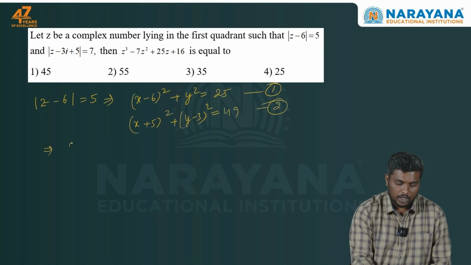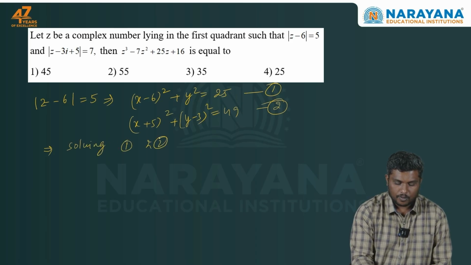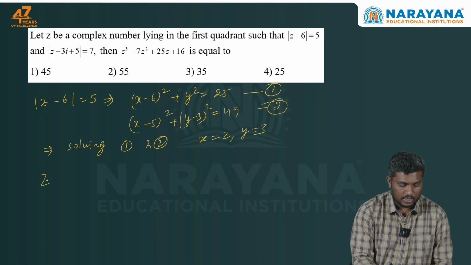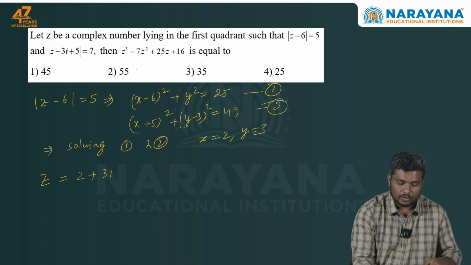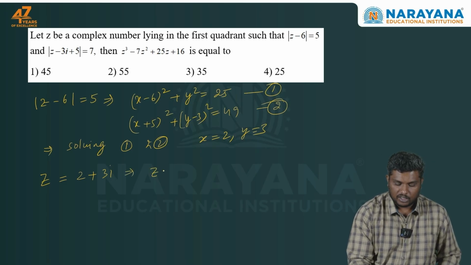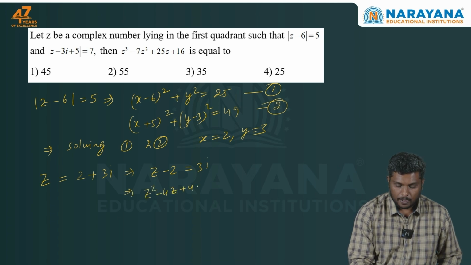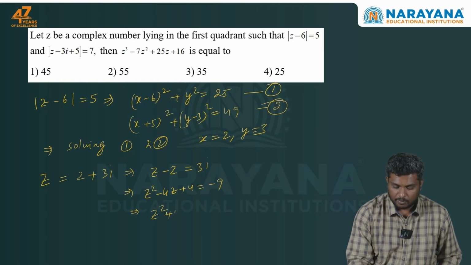So by solving 1 and 2, x you're going to get 2, y you're going to get 3. So the complex number z will be equal to 2 plus 3i. What he is asking us to find is z cube minus 7z square, and so on. So first I will find the quadratic. So z square minus 4z plus 4 is equal to minus 9. So z square minus 4z plus 13 equal to 0.